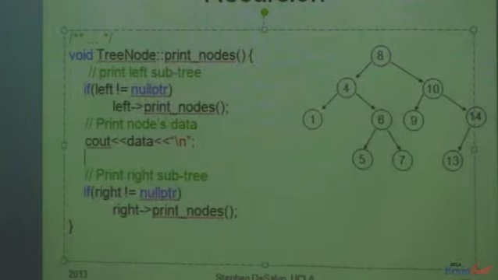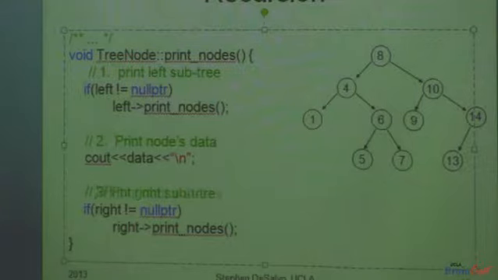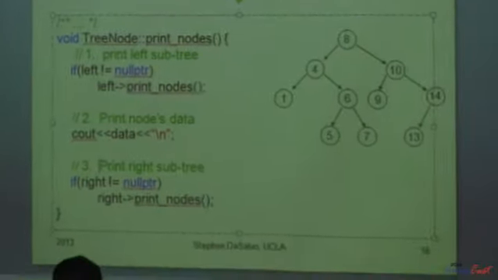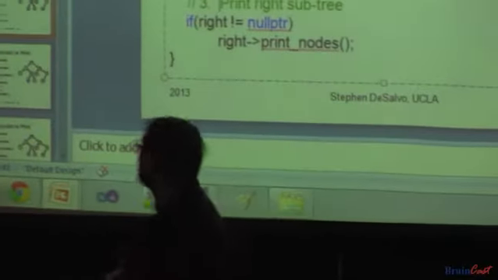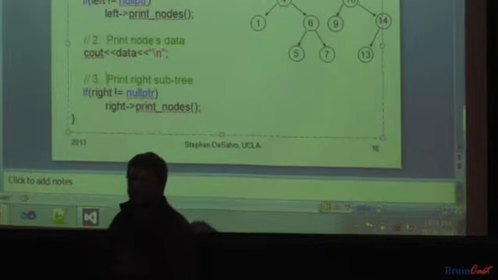Okay. So that's how you would more effectively comment. You would say, okay, well, there's three steps to this. Print left subtree, print node's data, and then print right subtree. Okay? And that's basically it. The idea with the comments, again, is I try to go with the paradigm, one idea, one line of code. You can't always do that. I mean, you could put this all on the same line, but it would make it slightly less readable.